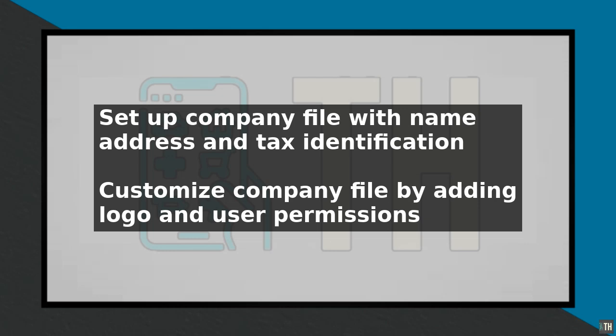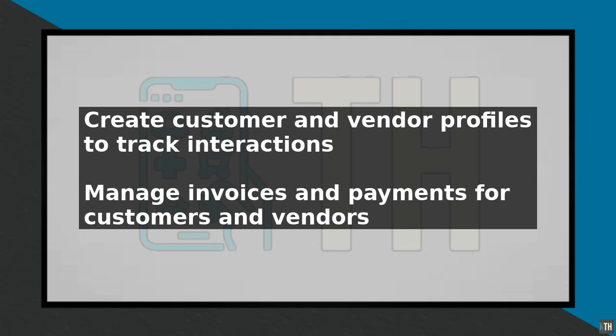Now, let's discuss invoicing and payment tracking. QuickBooks Online allows you to create professional-looking invoices and track payments in real time. To create a new invoice, click on the Invoicing tab and select New Invoice. Then enter the invoice details, including date, customer, and items or services sold.